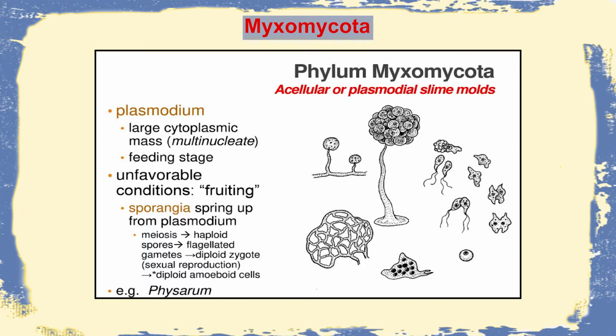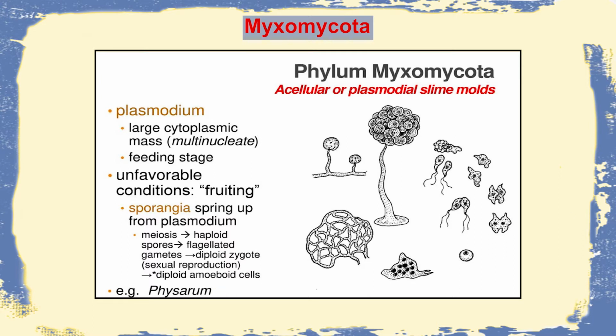They have a multinucleated thalloid body, and they grow in unfavorable conditions, and they can produce fruiting bodies or fructification, and the reproductive structure is represented by sporangia. They can produce haploid spores, or sometimes they can produce gametes, and gametes will fuse by syngamy and produce a zygote. And the example is Physarum.